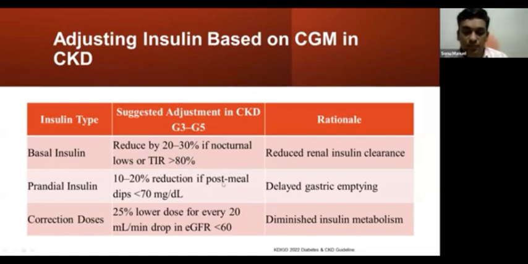Prandial insulin, if there are post-meal dips less than 70 milligram per deciliter because of delayed gastric emptying, then a 10 to 20% reduction in prandial insulin can be done. And for correction dose, there should be a 25% lower dose for every 20 ml per minute drop in eGFR below 60.